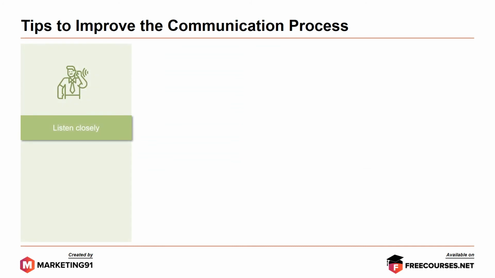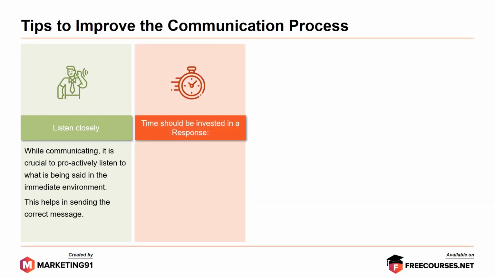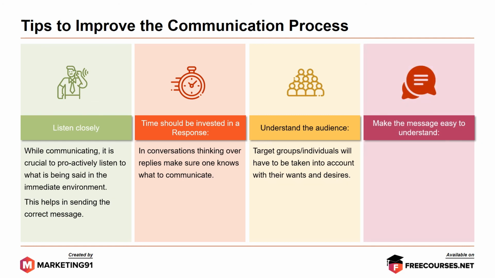Next, listen closely. While communicating, it is crucial to proactively listen to what is being said in the immediate environment. This helps in sending the correct message. Next, time should be invested in a response. In conversations, thinking over replies, make sure one knows what to communicate. Next, understand the audience. Target group individuals will have to be taken into account with their wants and desires. And finally, make the message easy to understand. To make sure the message is interpreted correctly, the language should be easy and straightforward.